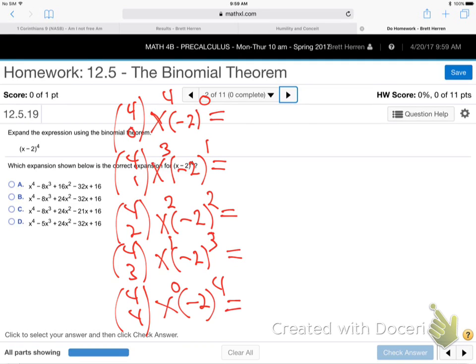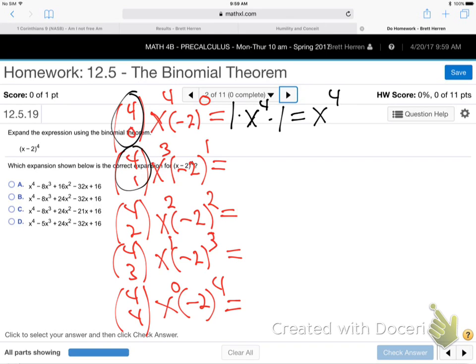So now we just got to crank out those terms. What is 4 choose 0? What is anything choose 0? That's just always 1. X to the 4th, and anything to the 0 power is 1 as well. So the first term is x to the 4th.